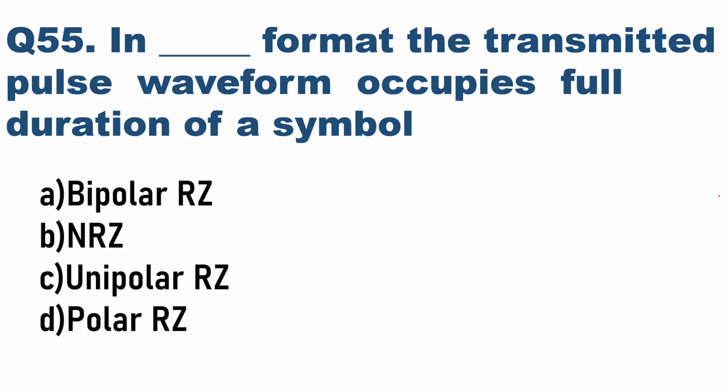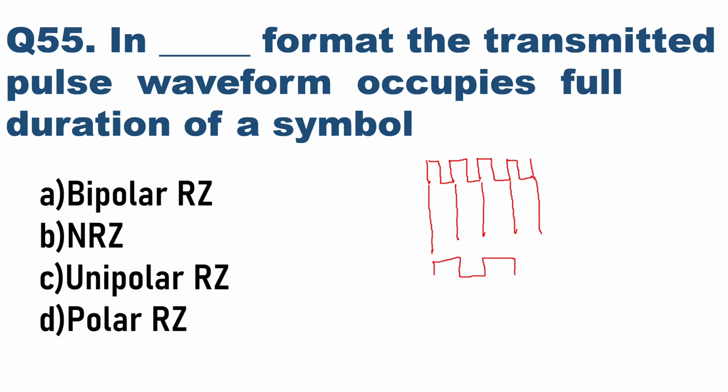Next, we'll go to question number 55. In dash format, a transmitted pulse waveform occupies the full duration of a symbol. Say this is the duration of a symbol: first duration, second duration, third duration, fourth duration. Now if you want to represent logic 1, you can represent 1 like this, 0 like this, 1 like this, 0 like this. So this is 1, 0, 1, 0.